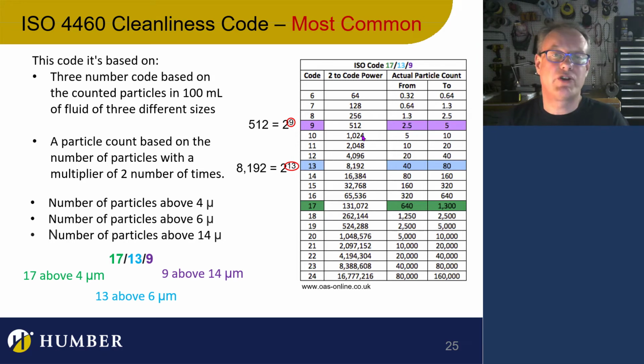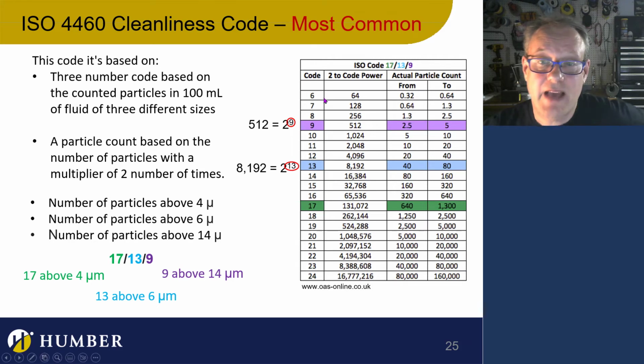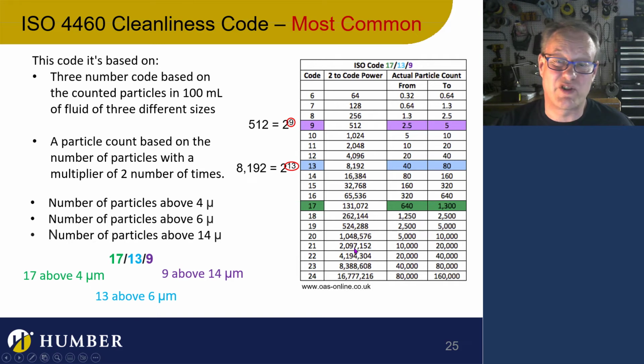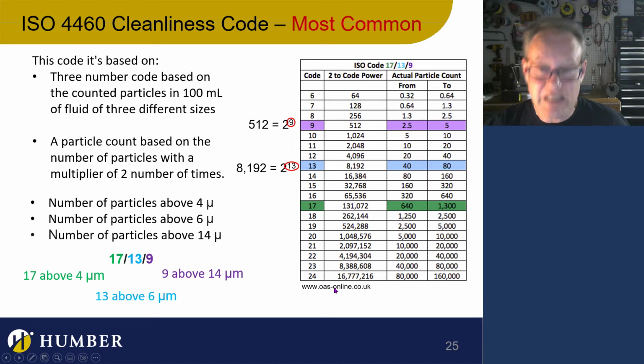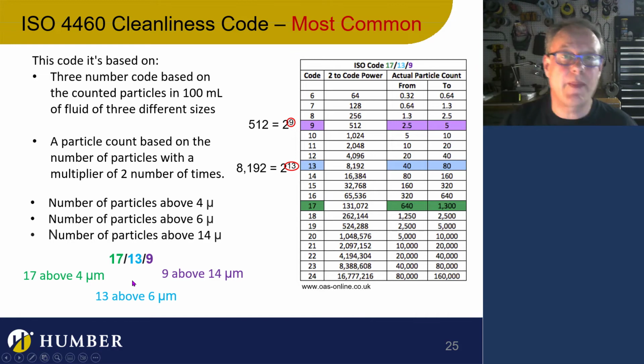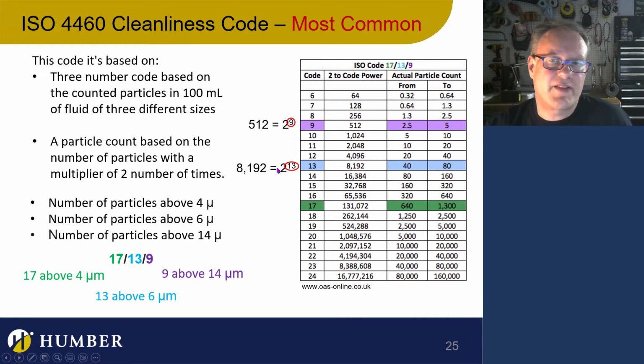Because that's above 512, which is 2 to the 9th, they're going to tell you that it's a 9. I guess it just saves them from using huge numbers. A 24 is huge, there are a lot of particulates. If there are more than 16,777 particulates in 100 milliliters of oil, then you're going to see a 24 there. That's going to be above 4, because that's counting all of the particles: the small ones, the medium ones, and the large ones. It's interesting. So that's the code, and it's the most common.